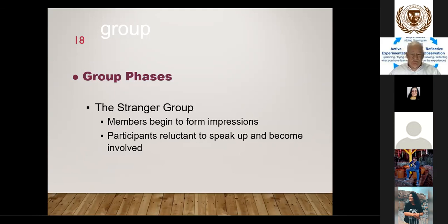And during this phase of the group, people are hesitant to speak up, not going to ask a lot of questions or make comments, and generally are not going to be very engaged. So this is where we start, okay?